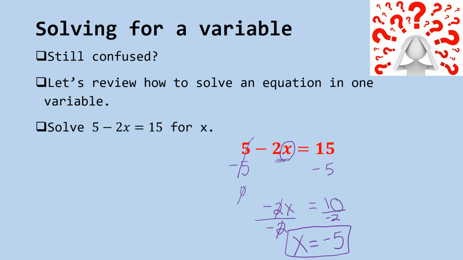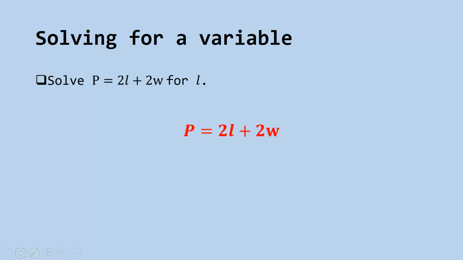Whereas on our previous example, we happen to have another variable involved. But the process was the same. Let's walk through one more solving for a variable problem. We're going to solve this perimeter problem, p equals 2l plus 2w for the letter L. So again, I want to isolate the letter L so that in the end, my answer will be the letter L equal to some expression.